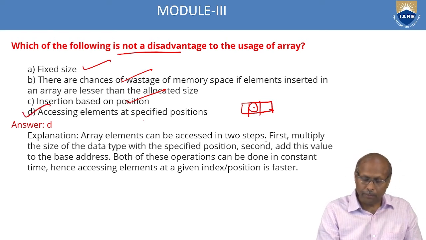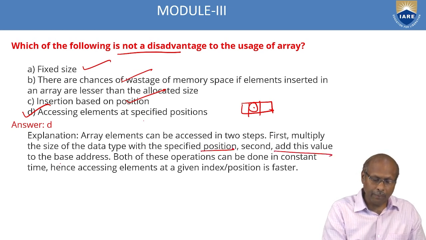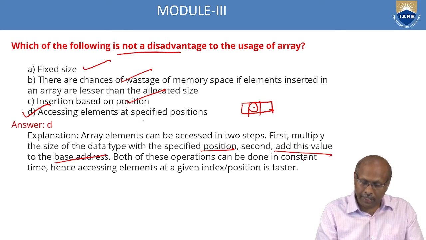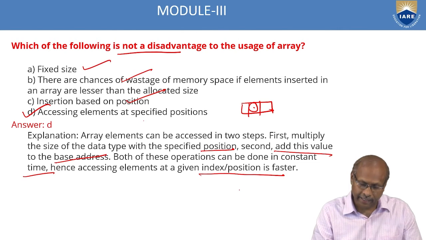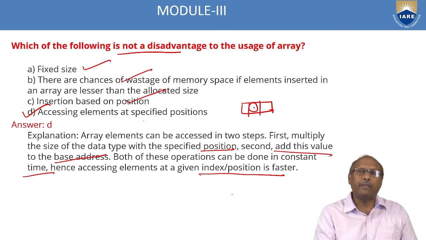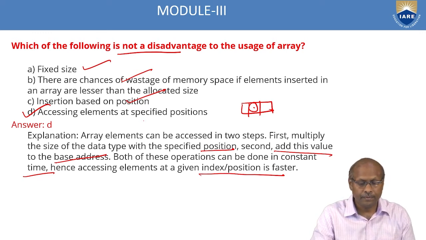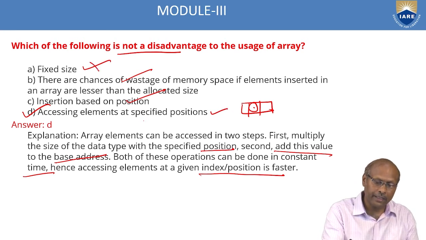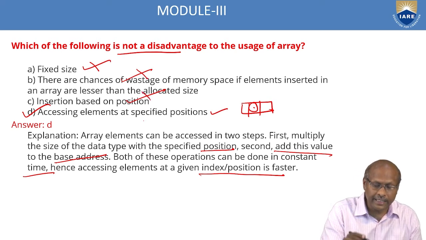Array elements can be accessed in two steps. First, multiply the size of the data type with a specified position, and second, add the value to the base address. Both these operations can be done in constant time. Hence it is an advantage and is faster. That is the main plus point of an array. Accessing the element is very fast in the case of an array because you know the position directly. So this is correct, whereas fixed size is a disadvantage, wastage of memory, and insertion also is not easy.